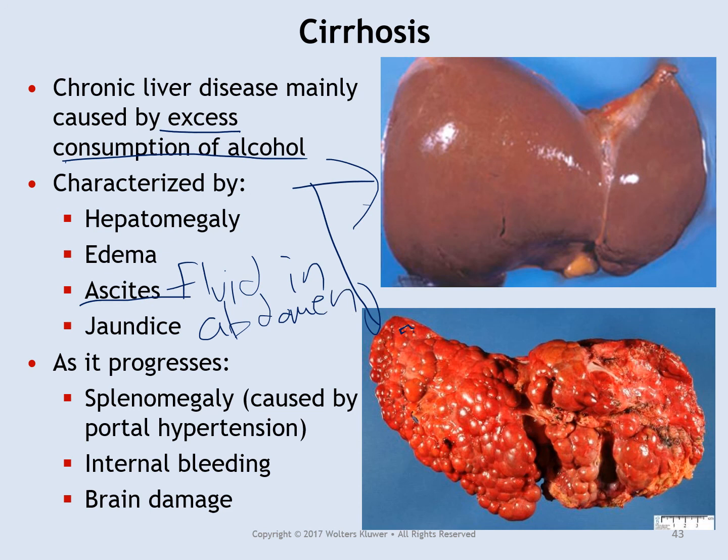Once you get to this stage down here, you're kind of toast. You need a new liver. If you catch cirrhosis early enough, you can stop the damage. You can't reverse it. What has been done has been done, but you can stop it from progressing any further.